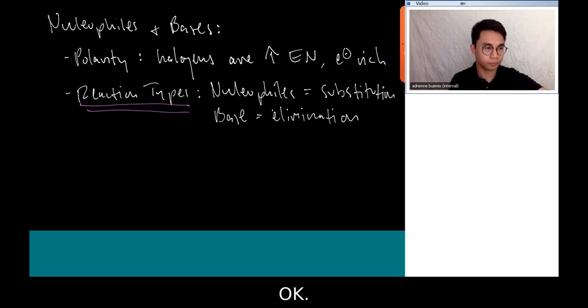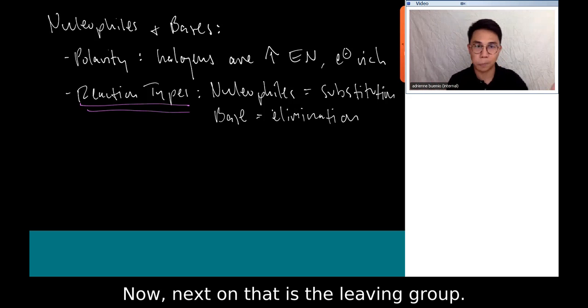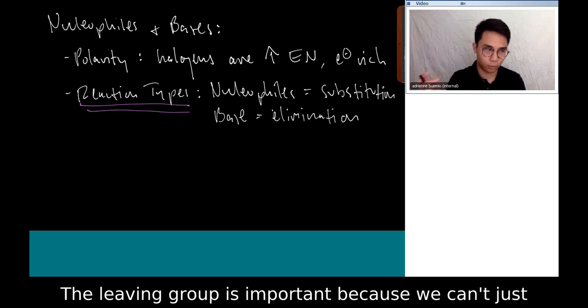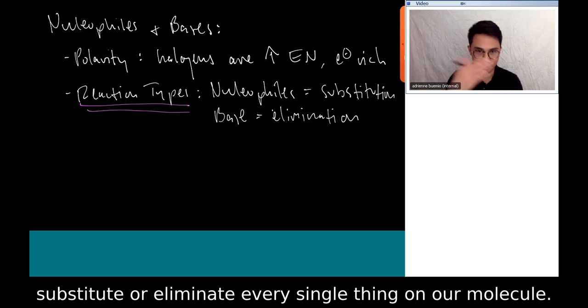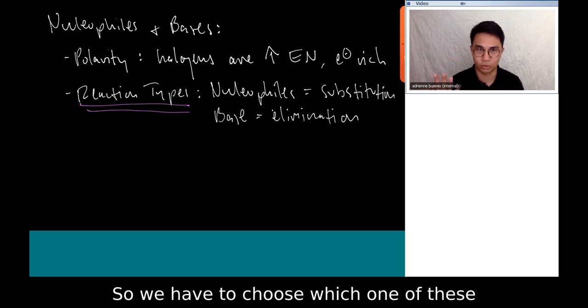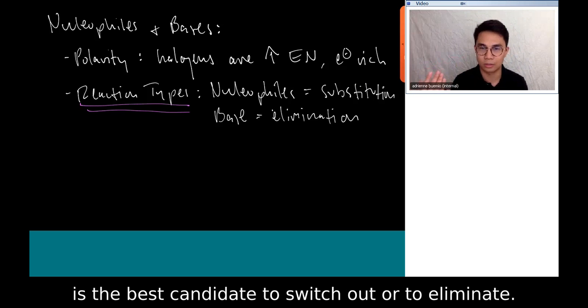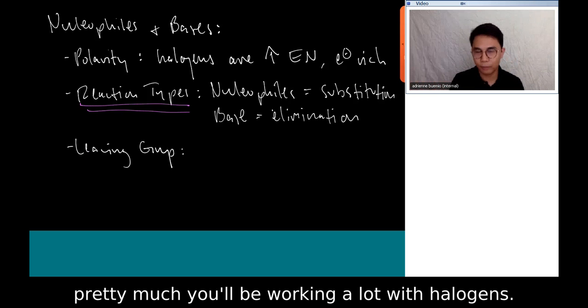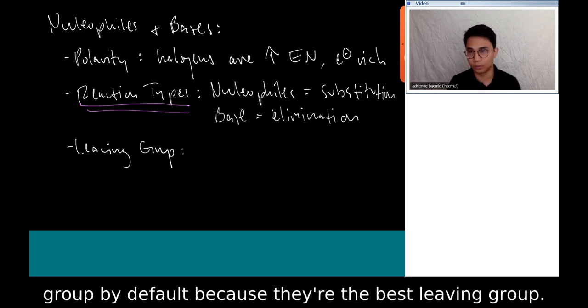Okay. So now next on that is the leaving group. The leaving group is important because we can just substitute or eliminate every single thing on our molecule, right? So we have to choose which one of these is the best candidate to switch out or to eliminate. So that's kind of why we talk about the leaving group. But other than knowing that concept, pretty much you'll be working a lot with halogens, and those are going to be the leaving group by default, because they're the best leaving group.